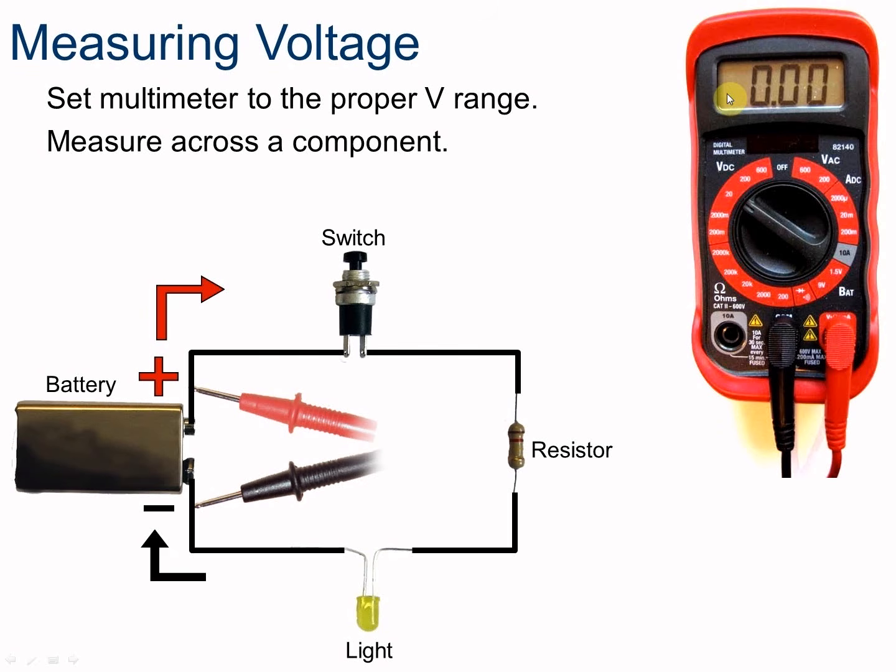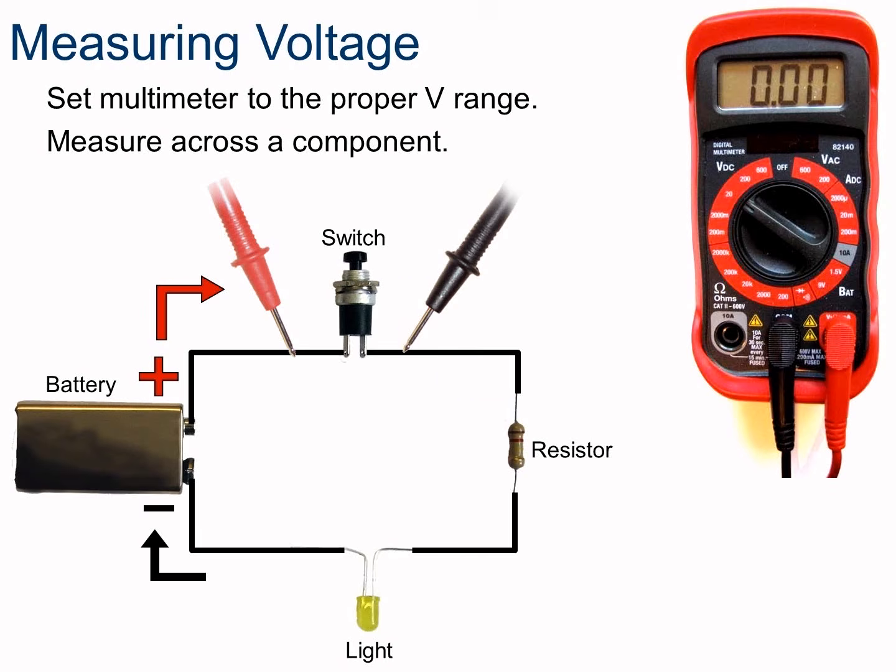It won't damage the multimeter, but that'll prevent you from getting a negative reading, and you'll end up with a positive reading. And all your measurements will be a lot more consistent that way. So you're not subtracting things when everything should be added, for example. So you measure across there, and then we could measure across the switch. Notice the red is towards the positive, the black is towards the negative side of the circuit.